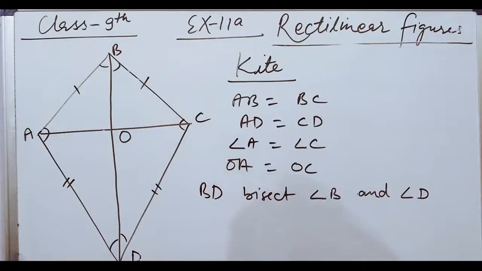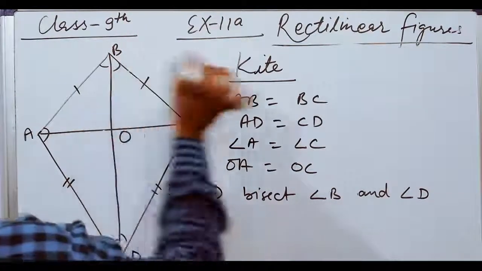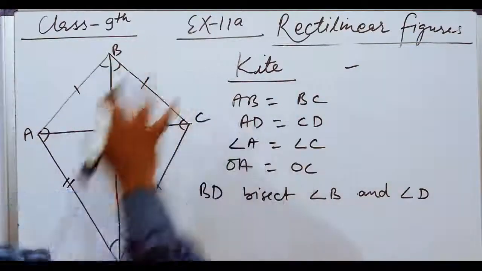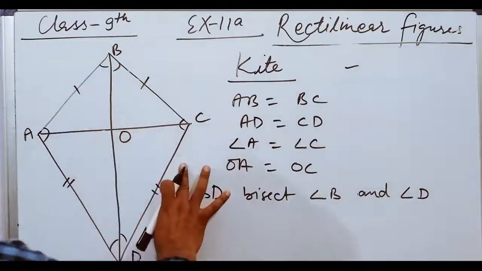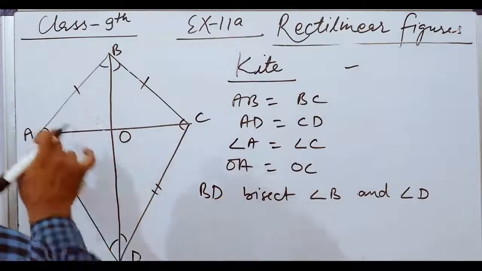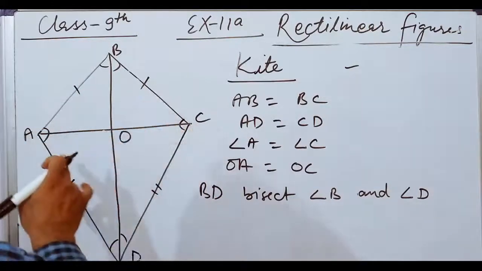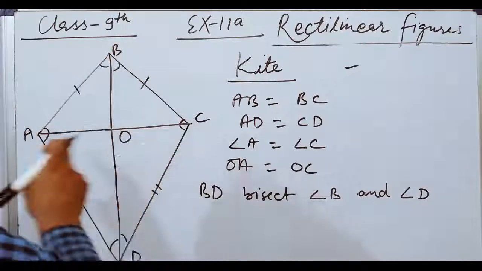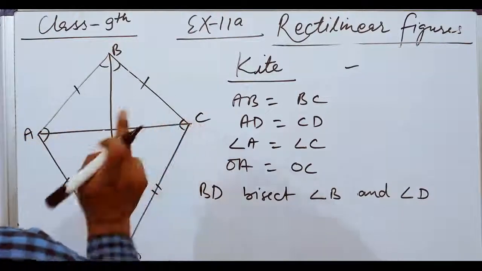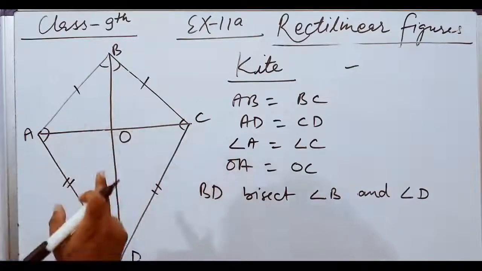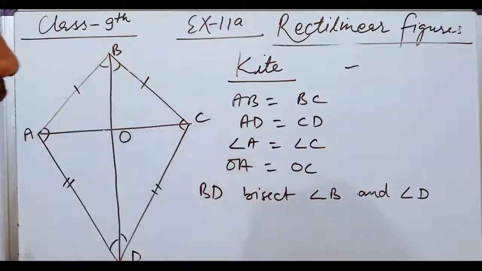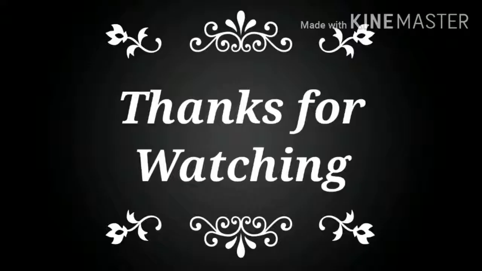Dear students, this is the kite, and these are its properties: AB equals BC, AD equals CD, and angle A equals angle C. BD bisects diagonal AC, meaning OA equals OC, and BD bisects angle B and angle D. Okay, dear students.